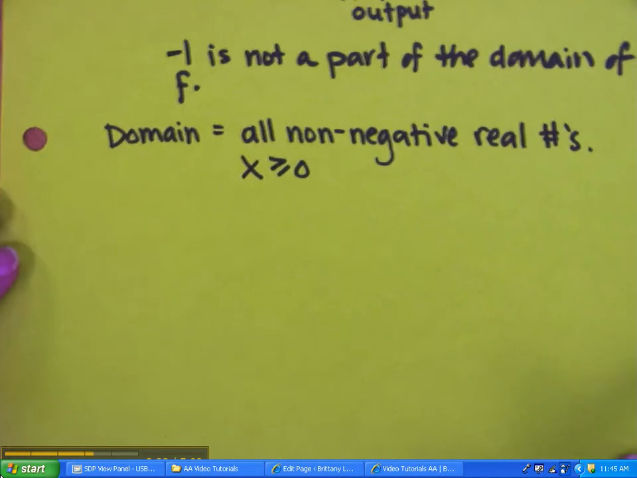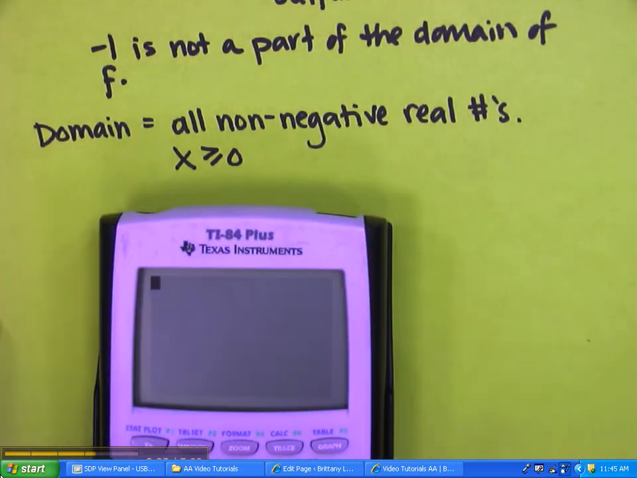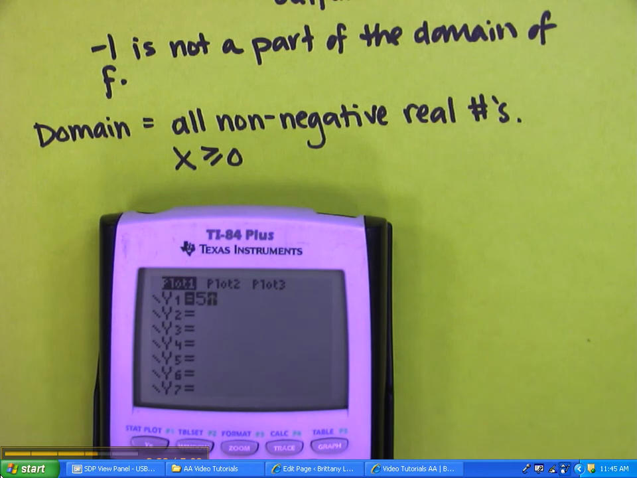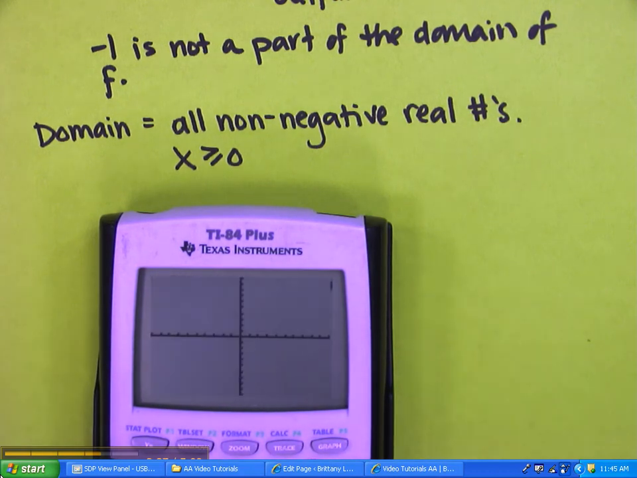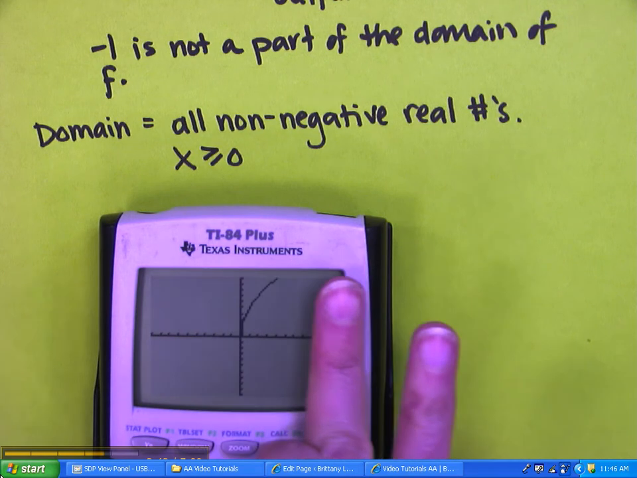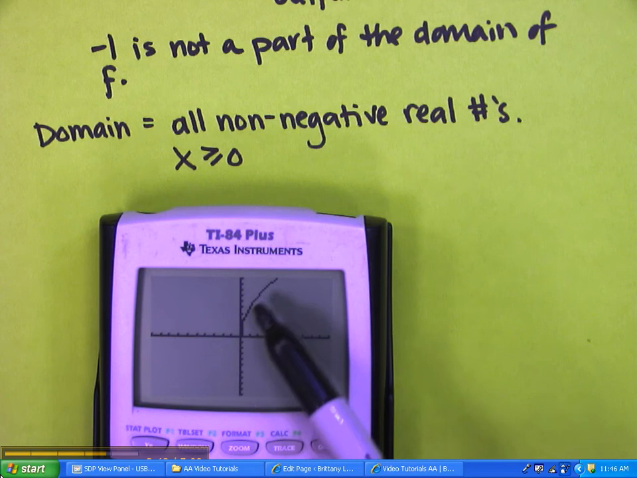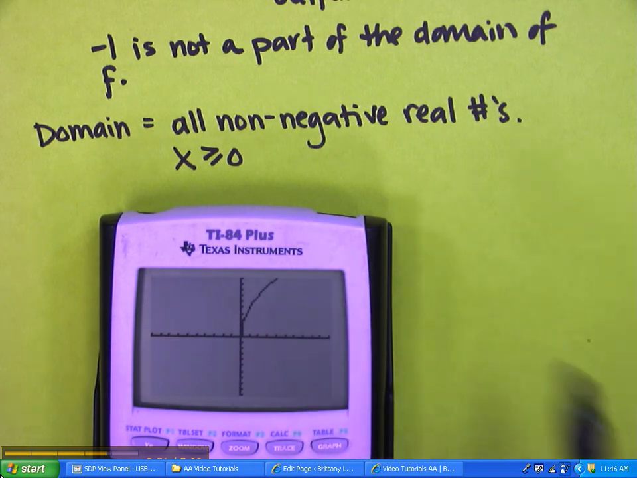Now, let's look on our graphing calculator and see what this looks like. So if I grab my calculator, and I hit y equals, and I plug in 5 and then the square root of x. I'm going to make sure my window is standard, so I'm going to hit zoom and then 6 to get a standard window. And I see a piece of the curve here. Because I only see graph on the right-hand side of the y-axis, this would tell me that my inputs have to be positive.